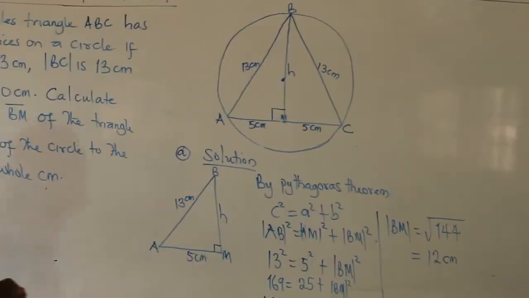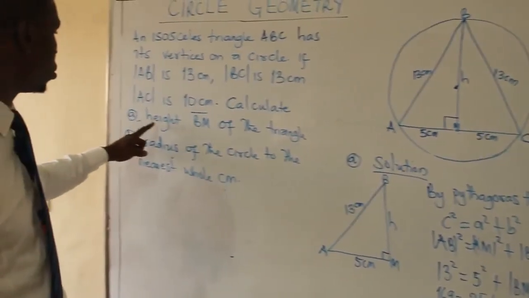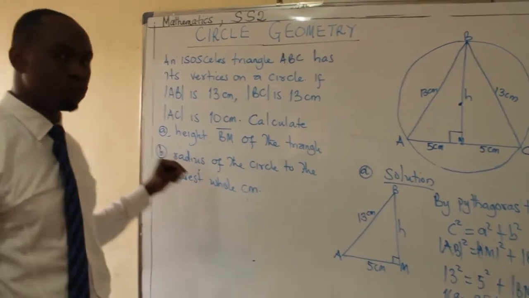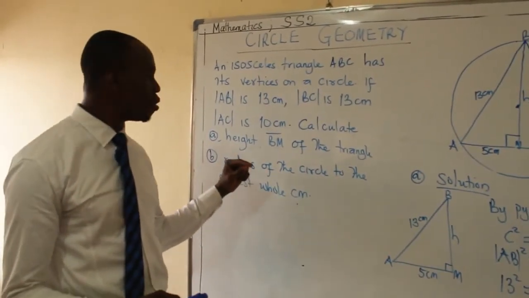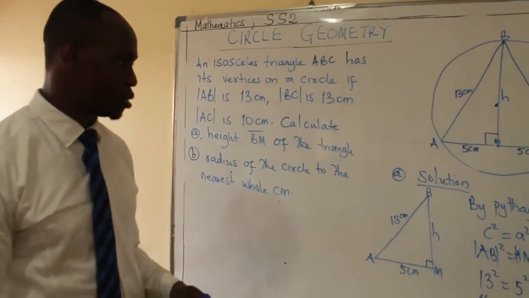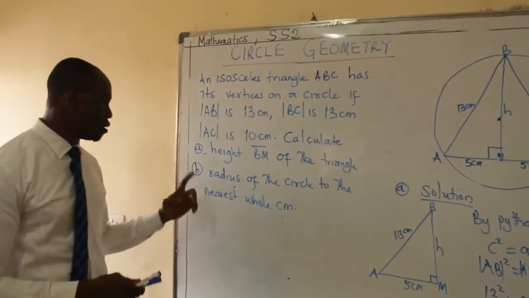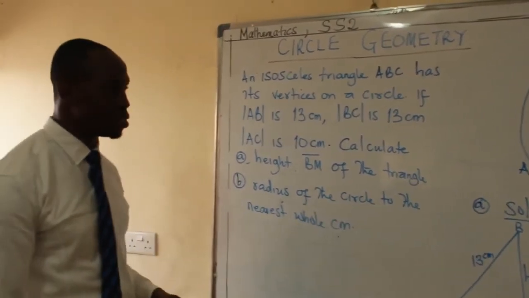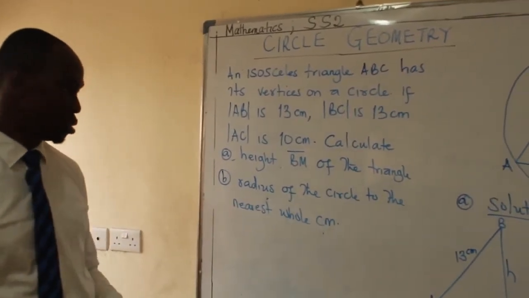So we have just found the solution to the first part of the question, which says we should find the height of the triangle. So we have found that part, and we're left with finding the radius of the circle to the nearest whole centimeter.